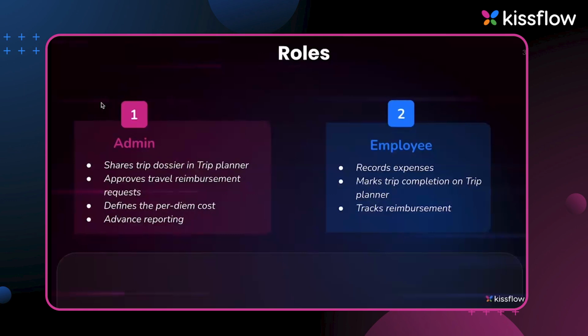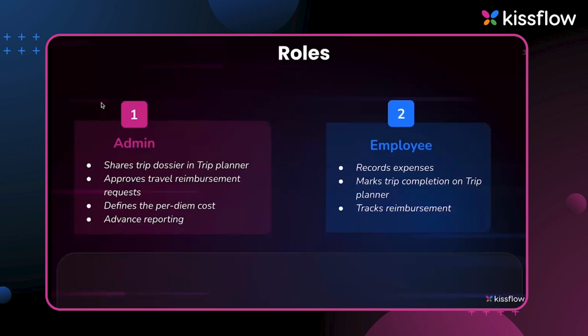Now looking at the employee role, once they get the trip planner assigned to them, they start recording the expenses. Once the expenses are recorded, they will mark the trip completion, and that will automatically create an online reimbursement request. And that again is going to be transparent because the employee as well as the admin team can both track the reimbursement.